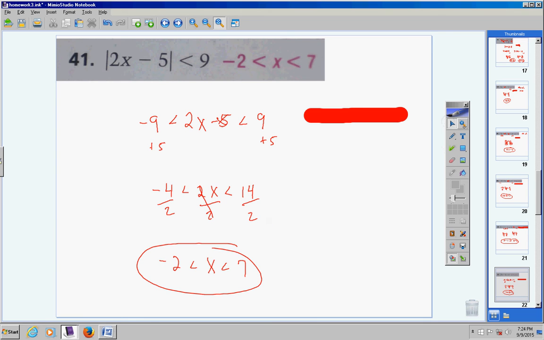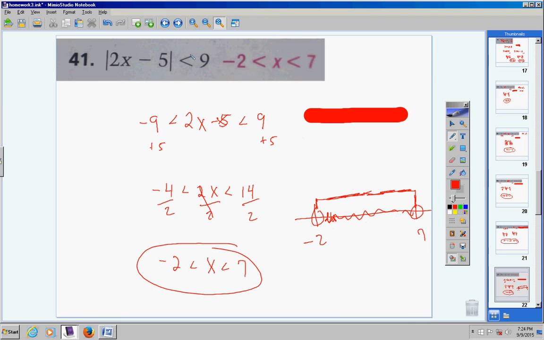So on a graph it would look something like this. The answer to this absolute value inequality are all numbers falling between negative 2 and positive 7, exclusive, because you do not include the negative 2 or the 7. They're open points. So all the numbers in between here.